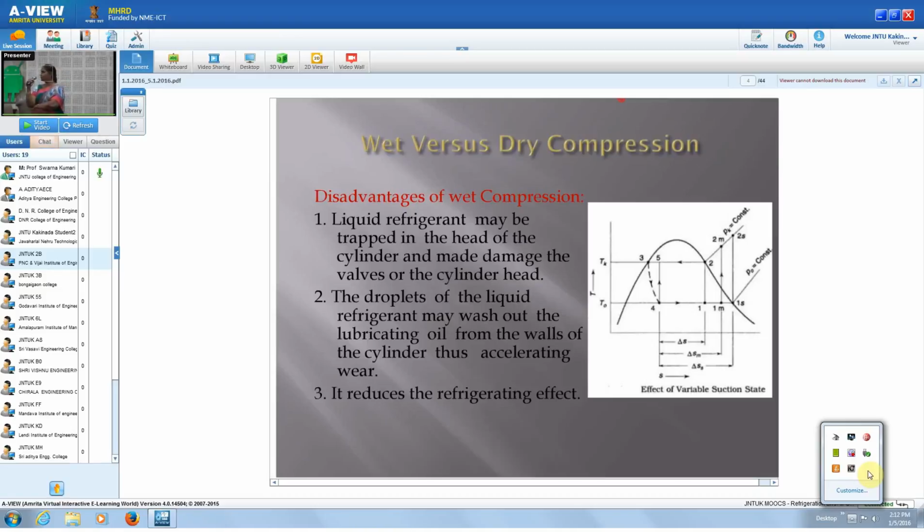So whenever lubricating oil is not there, the work required for the compressor will also be more. Okay. So whenever the work required is more, that will reduce the coefficient of performance of the vapor compression cycle.